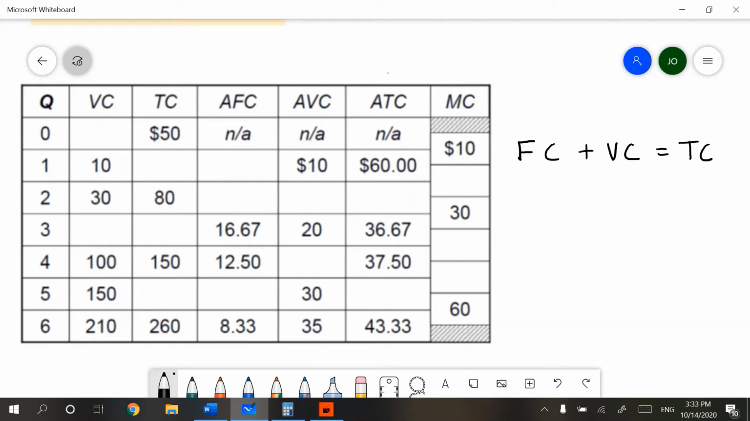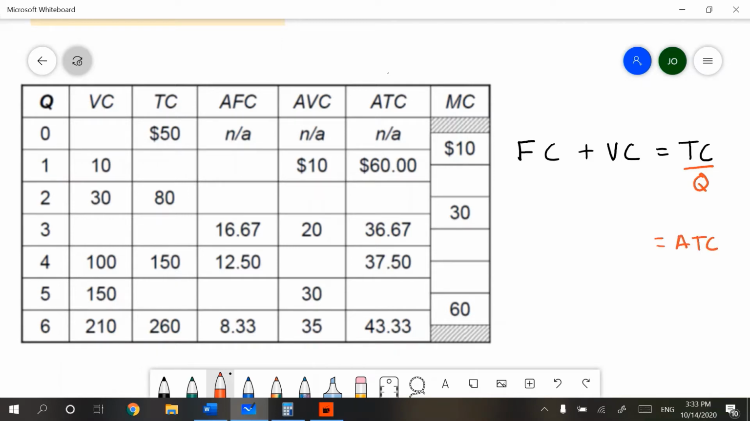In microanalysis, it is always useful to break down any variables into the smallest size possible. As it relates to cost, we need to be able to figure out what the average cost for each unit of production is. In order to do so, we must divide our total cost by quantity. This will give us our average total cost.